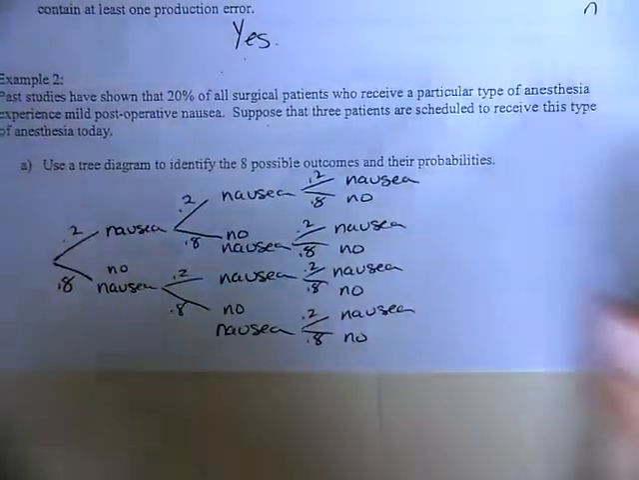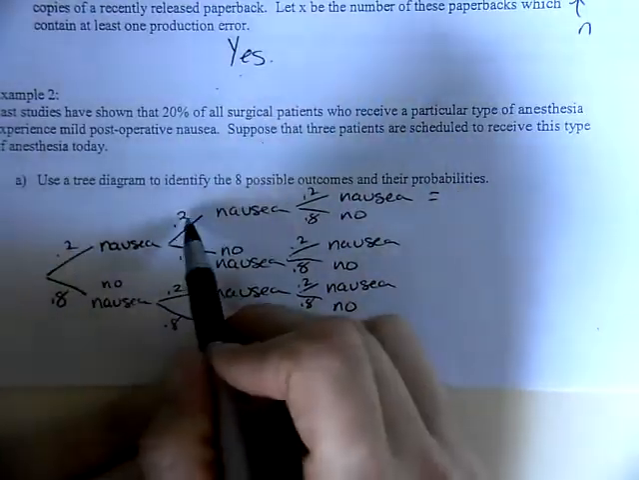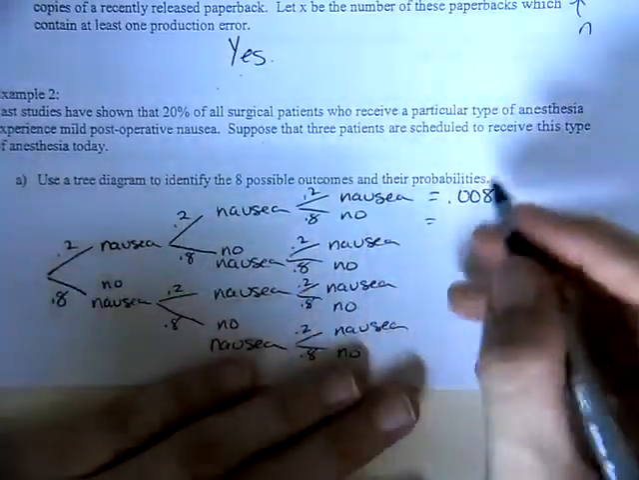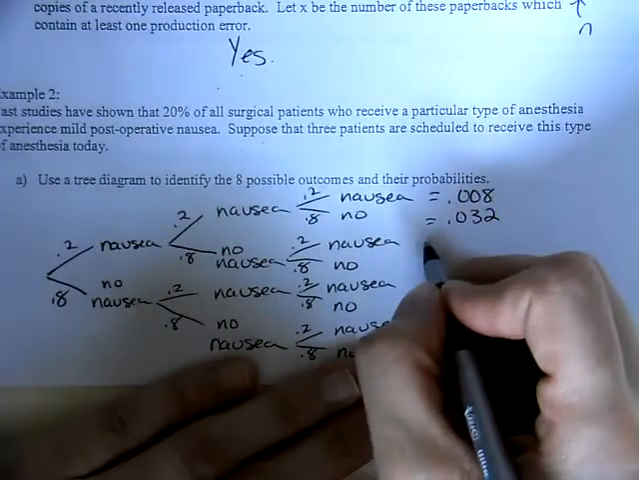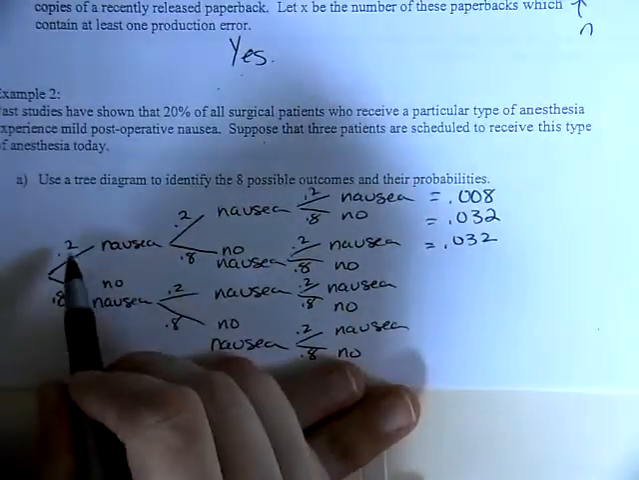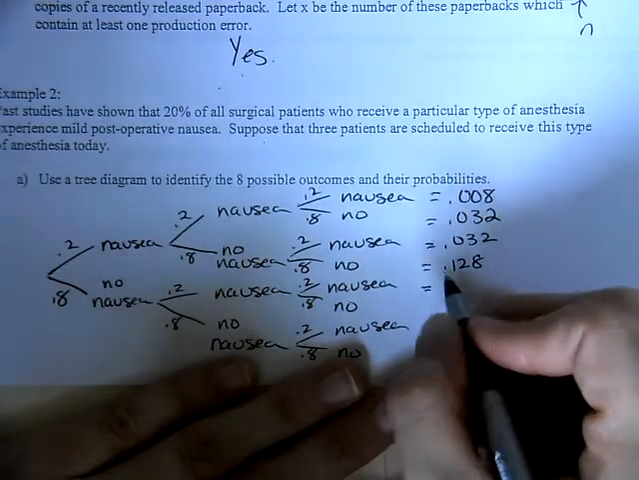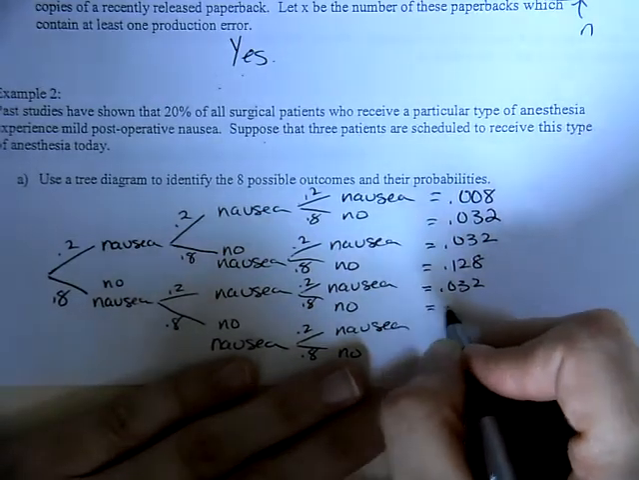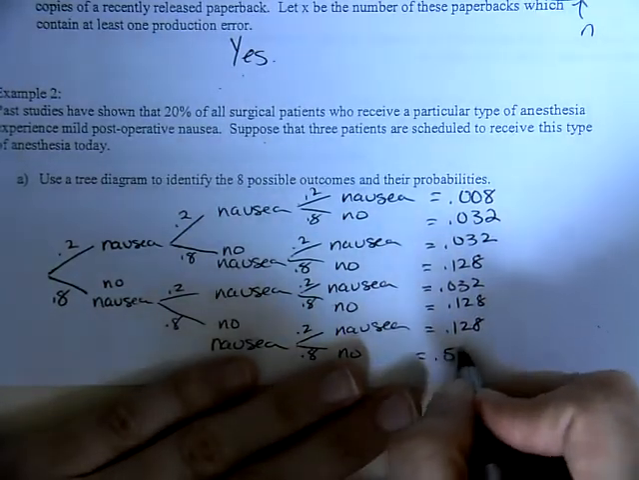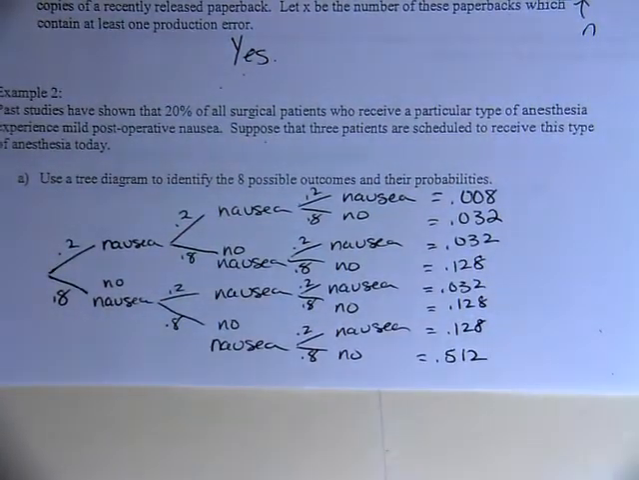So if I want to find the probability of each one, I'd have to multiply each part of the tree diagram. So like 0.2, 0.2, 0.2 is 0.008. 0.2, 0.2, 0.8 is 0.032. 0.2, 0.8, 0.2 is 0.032. 0.2, 0.8, 0.8 is 0.128, then 0.032, 0.128, 0.128, 0.512. So there are already 8 outcomes. There's the probability of each.